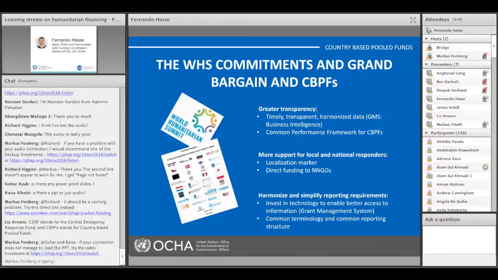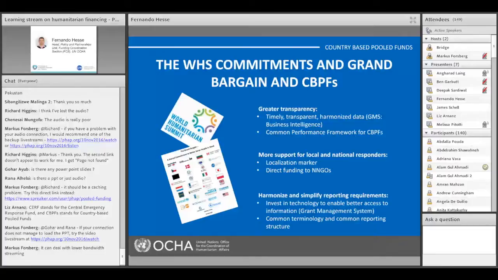So to promote a more predictable and accessible funding base for the delivery of HRPs, humanitarian response plans, and leverage the comparative advantages of local and national responders, the Secretary-General's Agenda for Humanity calls for increasing the overall portion of humanitarian appeal funding channeled through CBPFs to 15%.